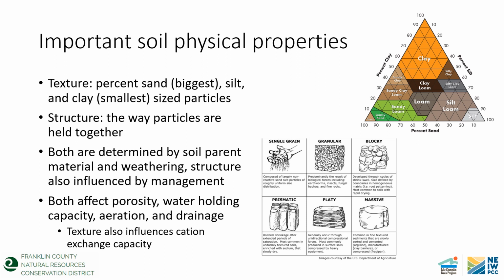Both soil texture and structure are shaped by the parent material a soil is made from, as much as how much it has weathered. Structure can also be strongly influenced by management, as lots of tillage can break up soil structure and cause compaction. Tillage can also cause losses of the organic matter that holds aggregates together, which will further affect soil structure. Both soil structure and texture affect key soil properties, particularly those related to water, including soil porosity, water holding capacity, aeration, drainage. And texture also influences soil cation exchange capacity, which we'll get into in a little bit.